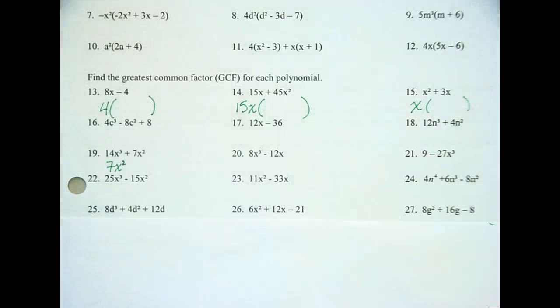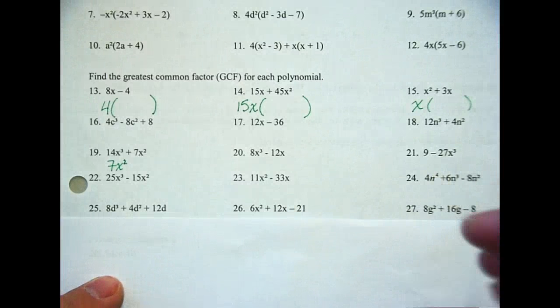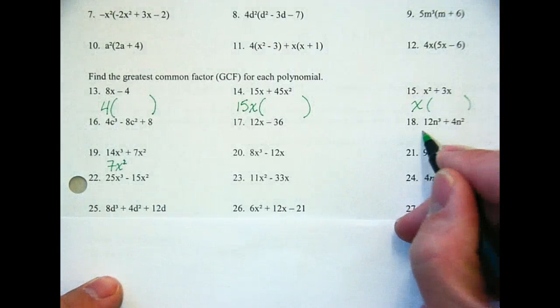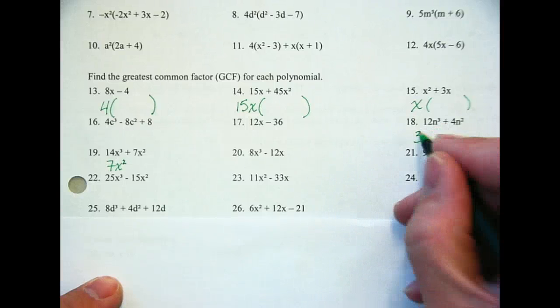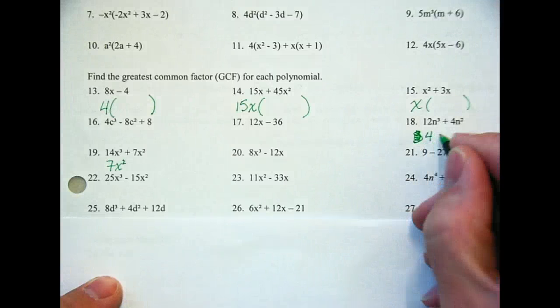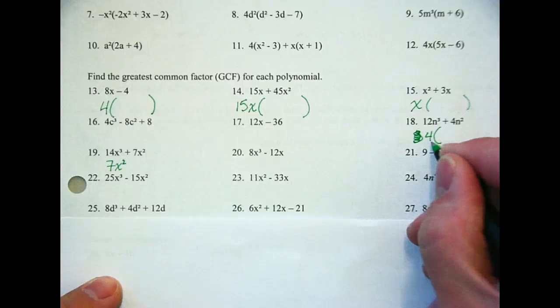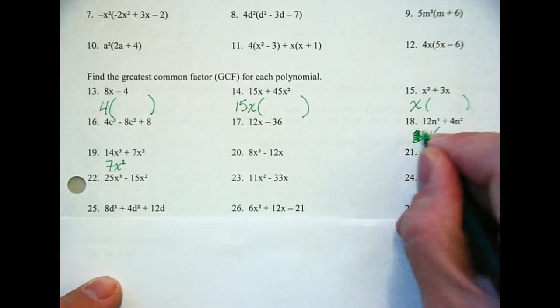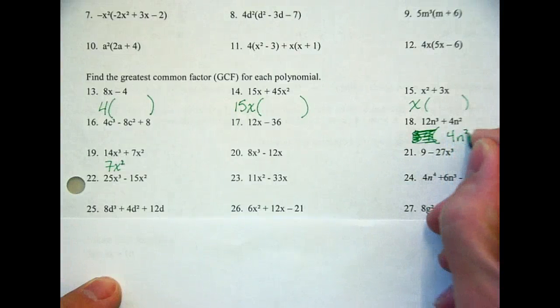And then would it be the same on like 18? So on 18, yep. 3 goes into 12 and a 4. Or not 3, but 4 goes into 12 and 4. And then n squared is the smaller of the two, so we'd want to put an n squared out there as well. I've just messed that whole problem up. Unbelievable. Let's try that again. 4n squared.